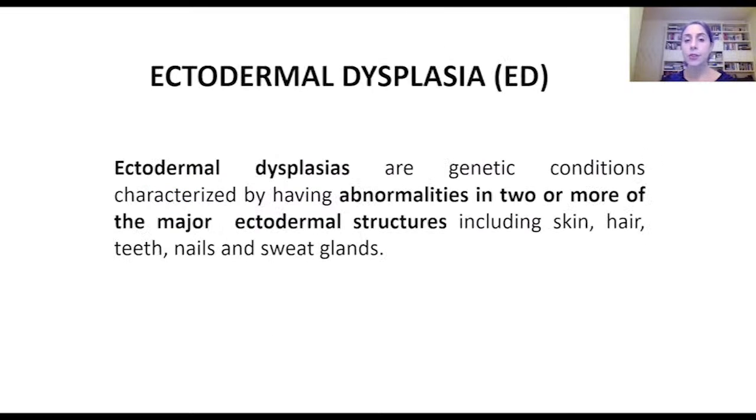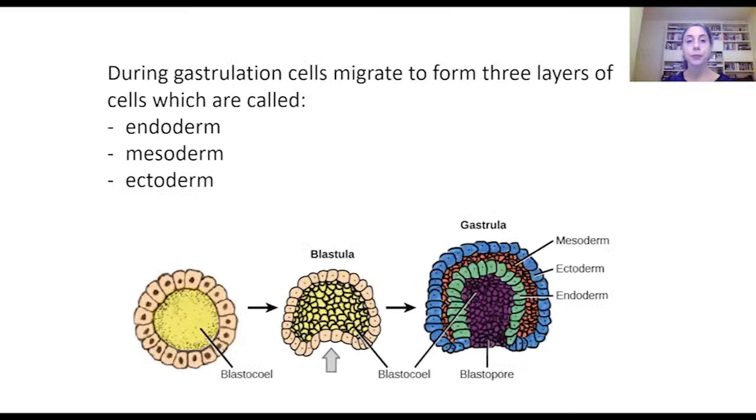What are ectodermal dysplasias? Ectodermal dysplasias are genetic conditions characterized by abnormalities in two or more of the major ectodermal structures, including the skin, hair, teeth, nails, and sweat glands. To comprehend the pathogenesis of ectodermal dysplasias, it is very important to give you some background information. Here you can see an embryonic process called gastrulation. During gastrulation, the blastula, which has only one layer of cells, becomes a gastrula, which has three layers of cells that are called endoderm, mesoderm, and ectoderm.